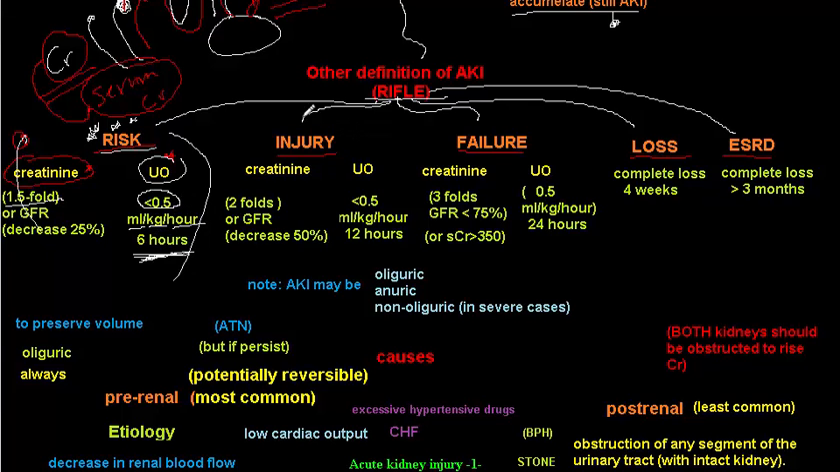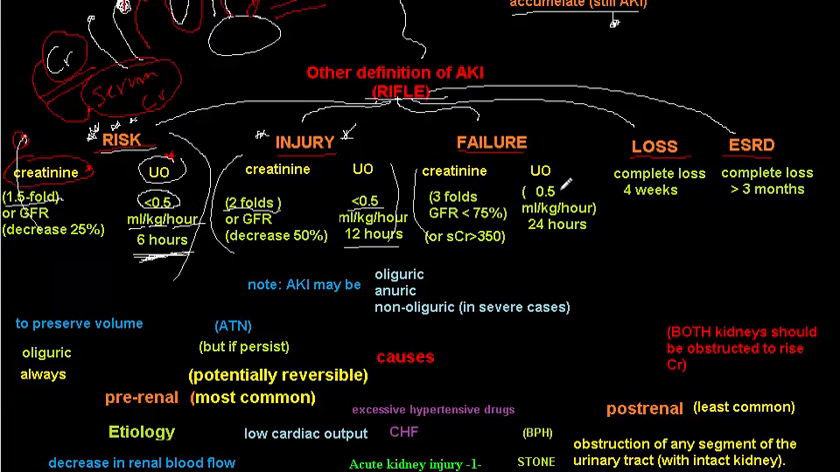Again, this is the risk of acute kidney injury: creatinine 1.5, urine output less than 0.5 for 6 hours. Now the injury: the creatinine level should be more than 2 folds, and the urine output should be less than 0.5 for 12 hours to tell that this is the injury level of acute kidney injury. So creatinine 2 folds and urine output less than 0.5 for 12 hours. This is the injury.